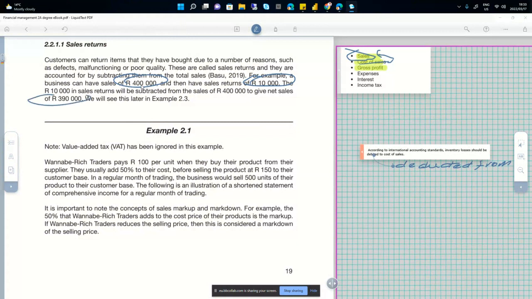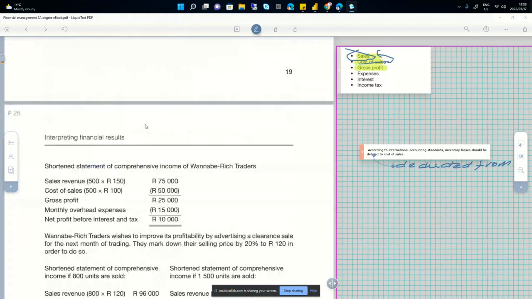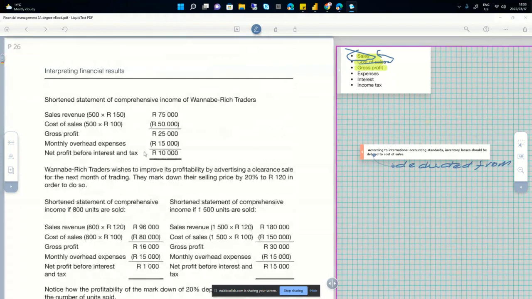What we have generated in sales, we're going to deduct from the 400,000 the 10,000, and we have 390,000 that has been generated in sales. Quite easy, no issue, quite a lot of examples. And as you can see here, there is also cost of sale.